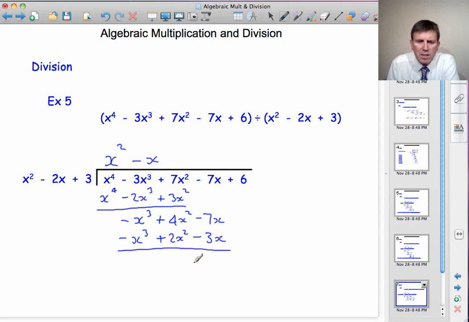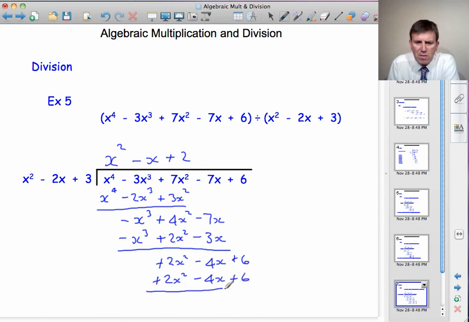And subtract. This time the x cubes disappear. Plus 4x squared minus plus 2x squared is plus 2x squared. Minus 7x minus 3x. That's minus 7x plus 3x, which is minus 4x. And bring down the last term. Now what do I multiply x squared by to get plus 2x squared? Answer, plus 2. Plus 2 times x squared is plus 2x squared. Plus 2 times minus 2x is minus 4x. And plus 2 times plus 3 is plus 6.